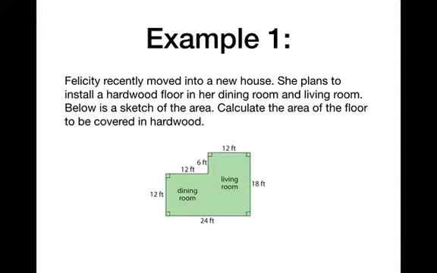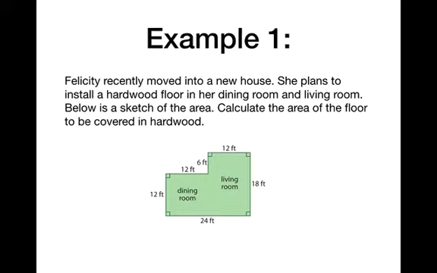There's not really a whole lot of other background key terms other than what a composite shape means. It just means composed of at least two things, so two or more, and then we're just going to look straight into examples. In this first example, Felicity recently moved into a new house. She plans to install a hardwood floor in her dining room and her living room. Below is the sketch of the area. Calculate the area of the floor to be covered in hardwood.